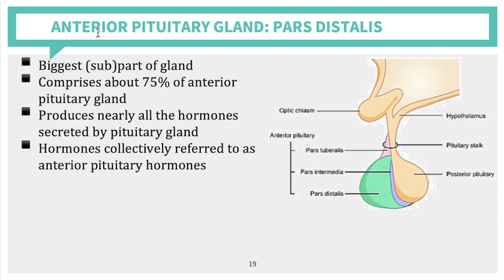Okay. Your dear pituitary gland, we have your pars distalis. So, let's go back again to the basics. Pars distalis, the biggest subpart of the gland. As you can see, in color green. So, they are very big. It comprises about 75% of the anterior pituitary gland. Now, it produces nearly all the hormones secreted by your pituitary gland, and the hormones are collectively referred to as your anterior pituitary hormones.